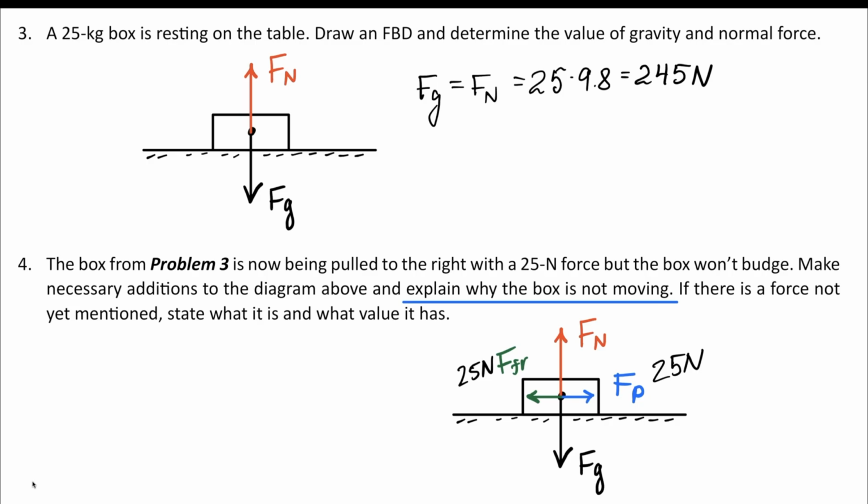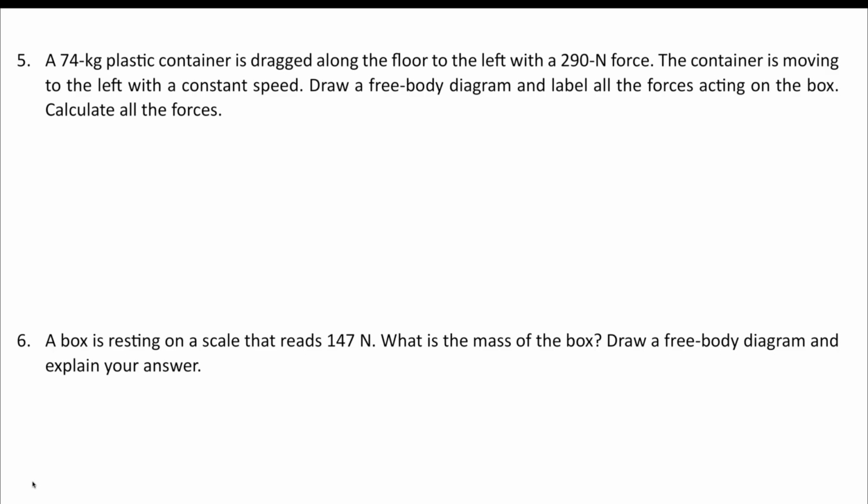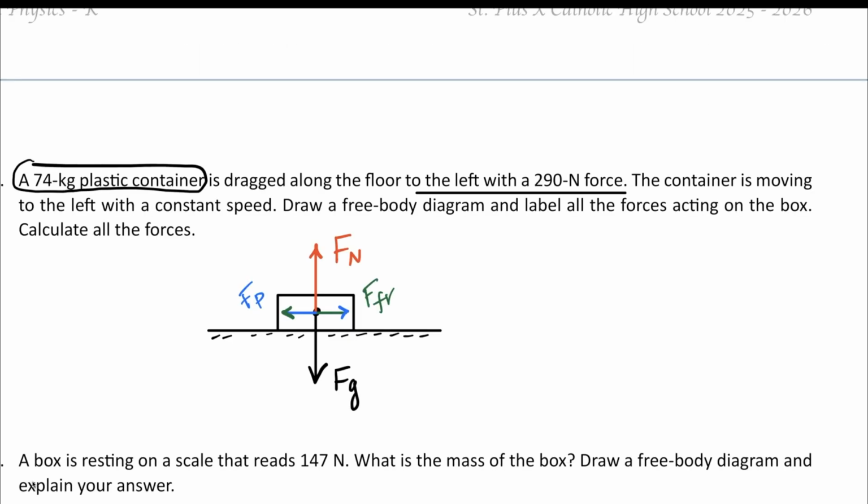In problem 5, you have a repeat. You have a force of 290 newtons to the left. The only difference is the direction of forces. So now 74 times 9.8 is force of gravity and normal force. Force of pull and force of friction are both 290. Boom. Everything is balanced, and an object at rest remains at rest.